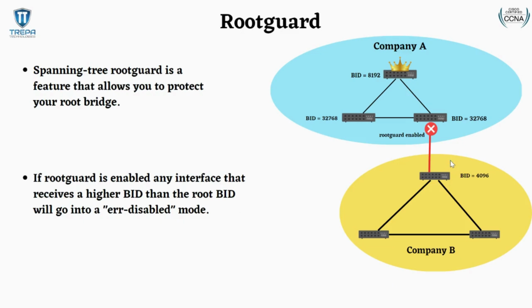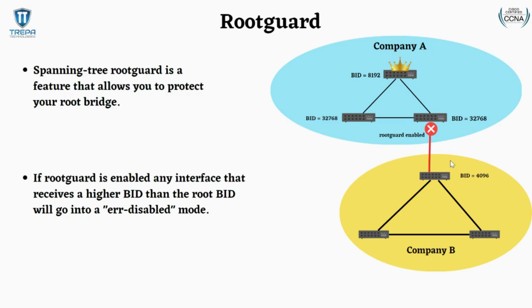Okay, last feature we're going to go over is root guard. So spanning tree root guard is a feature that allows you to protect your root bridge. Now, what do we mean by this? Essentially, when we enable root guard on a switch and we receive a bridge ID that is better than ours, and we're supposed to be the root bridge, we're just going to send that port to error disabled mode and say, nah, I'm the root bridge in this kingdom. You can't just come in here with your better bridge ID and say you're the root bridge.